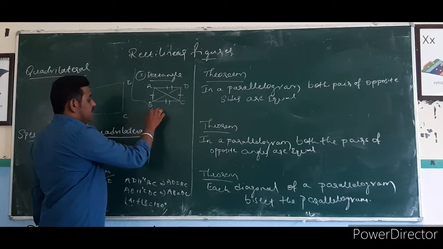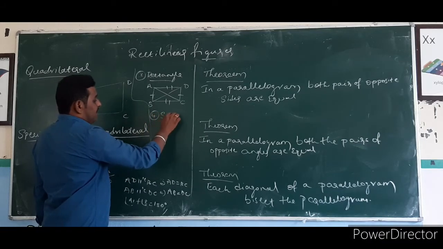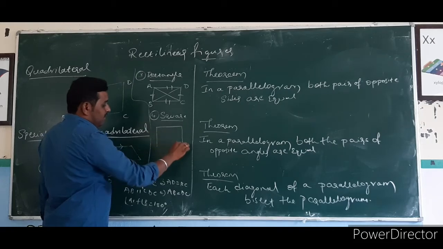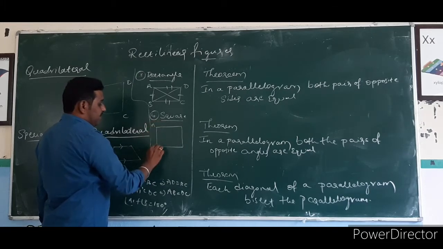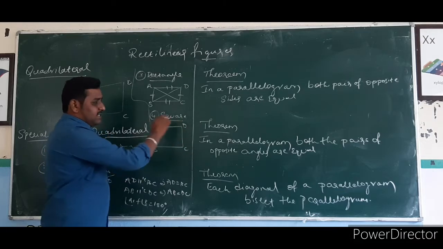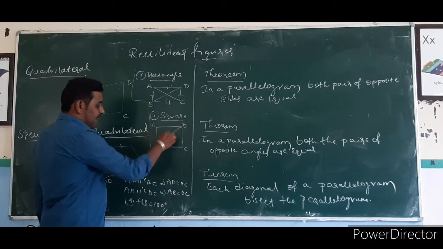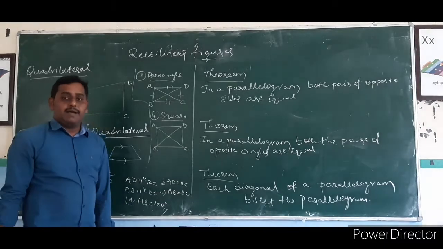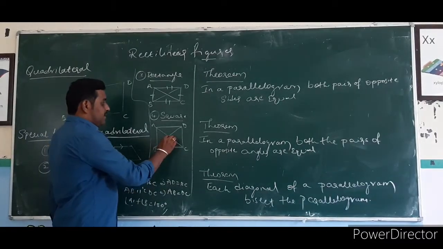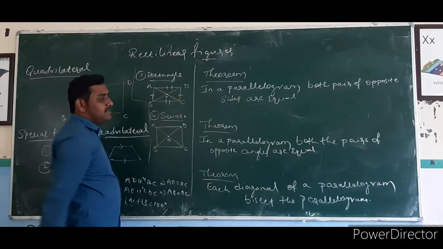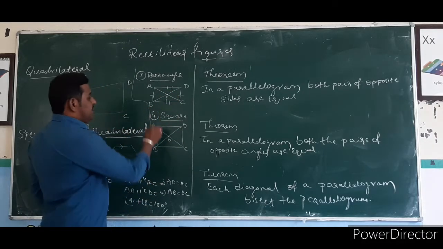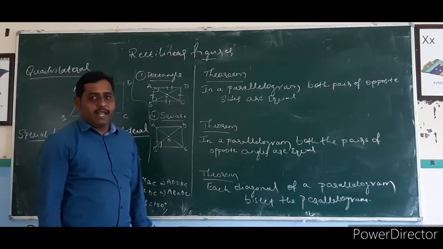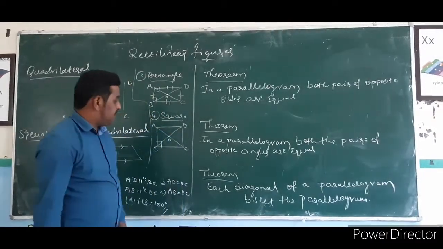Next is square. Square means all four sides are equal. If you take the square ABCD, all four sides are equal. In this one also the diagonals are equal. The diagonals bisect each other at one point. Here also the diagonals bisect each other. And each angle in a rectangle and a square is equal to 90 degrees.